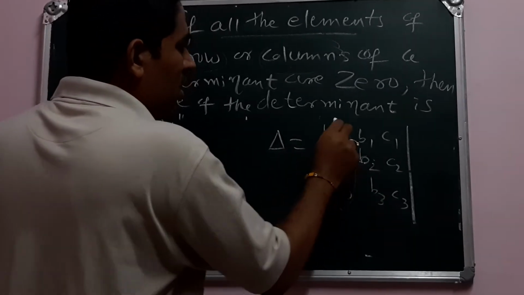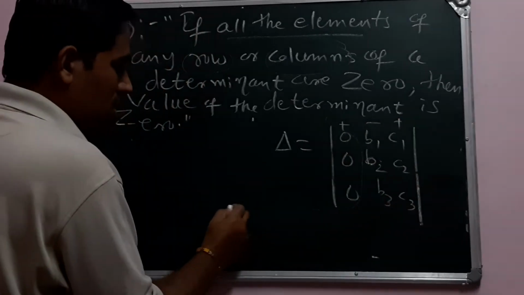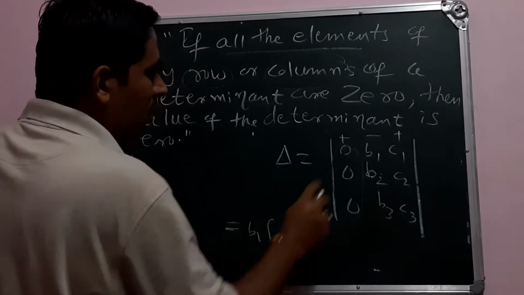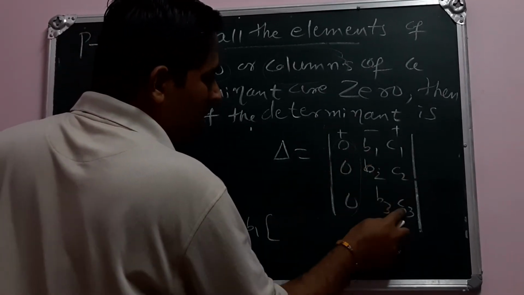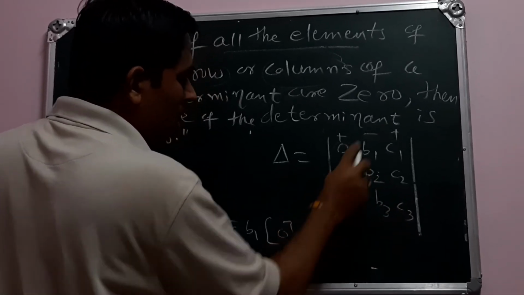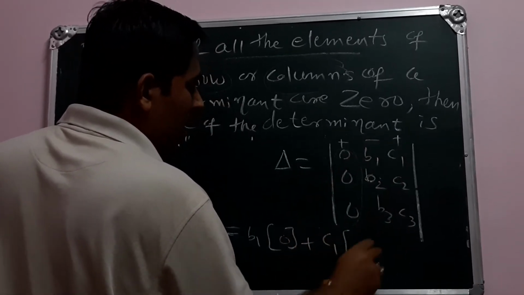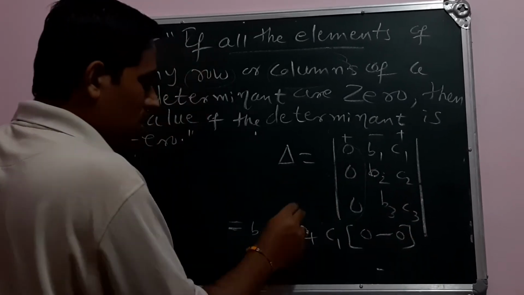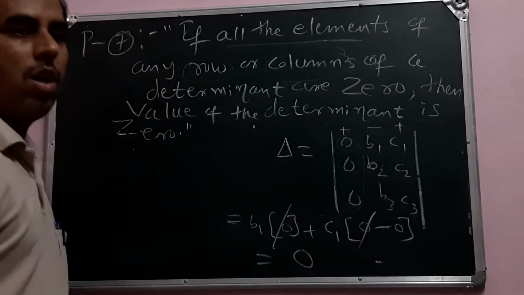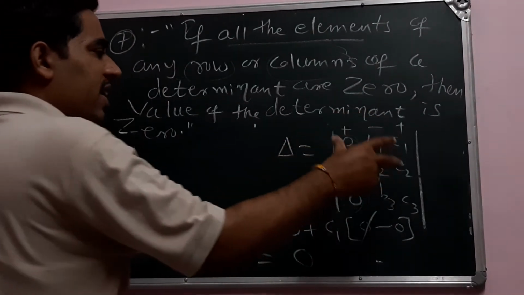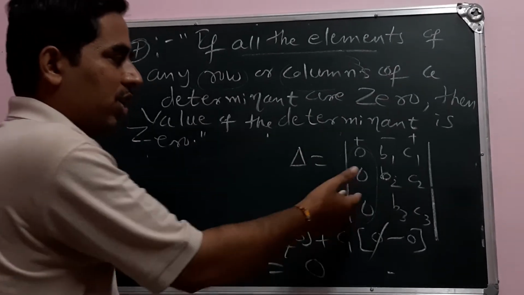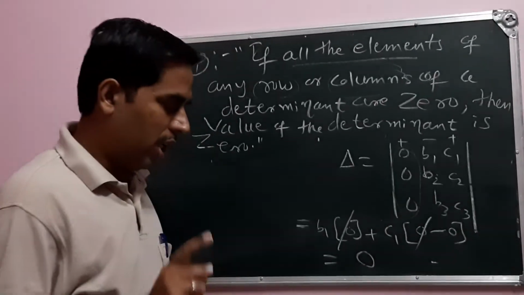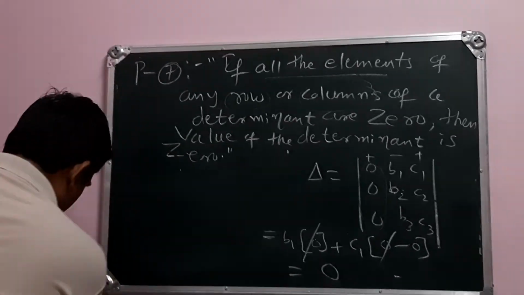Otherwise, we can do it like this also. 0 into 0, so I will leave this element B1, leave this column and row, so 0 into C3 is 0, minus 0 is 0. Then plus C1 into, leaving this column and row, 0 into B3 is 0, minus B2 into 0 is 0. So this is 0 and this is 0, then the whole thing will be 0. The point to remember is, if in a determinant all the elements in a row or column are 0, then the value of the determinant is 0. One of the very simple properties you can remember.